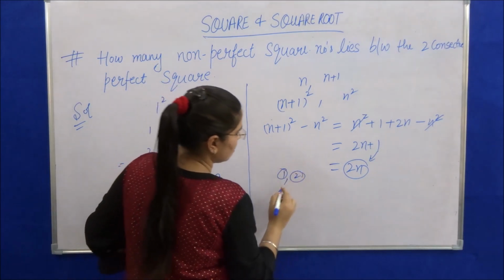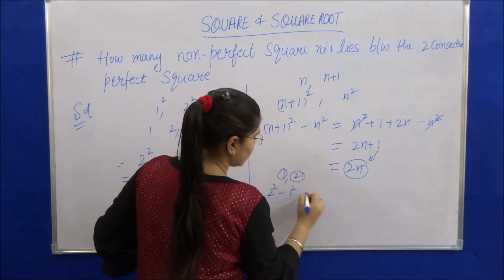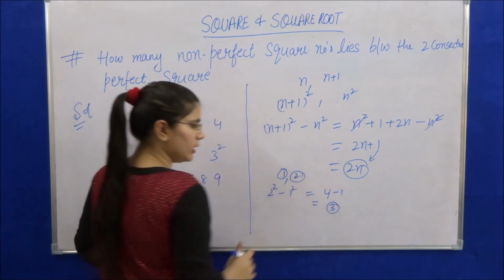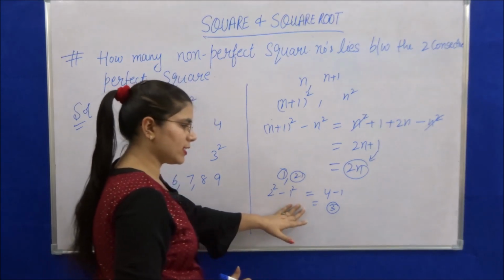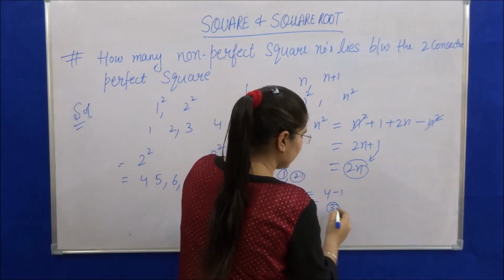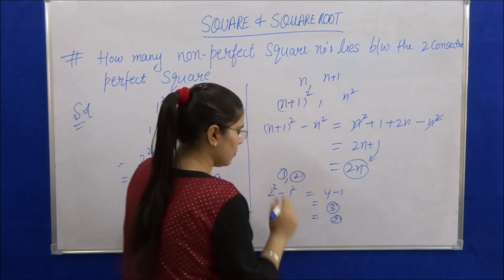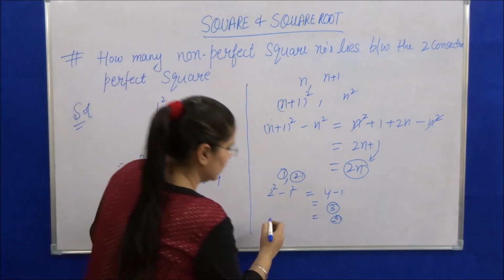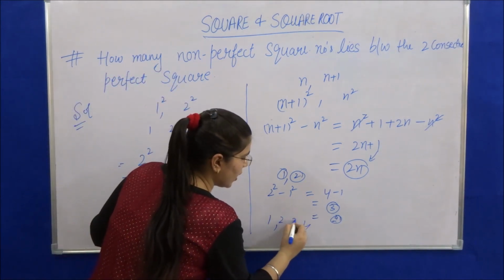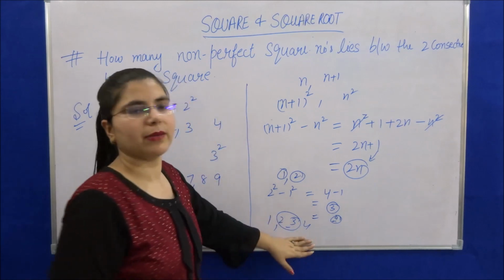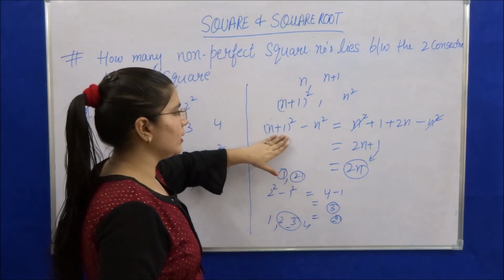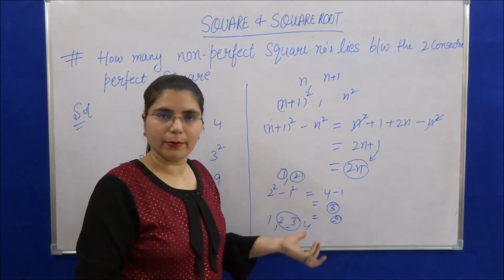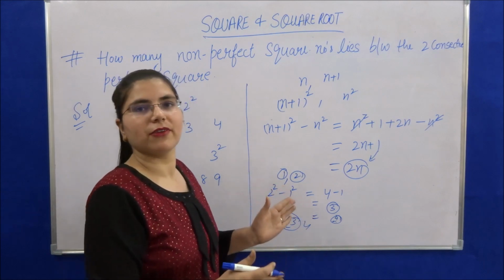By putting this over here, 2 square minus 1 square is equal to 4 minus 1, that is 3. So 3 is the difference between the two consecutive perfect squares, and 1 less than the difference is 2. So two numbers are present which are non-perfect squares between the two consecutive perfect squares. These are between 1 and 4, so 2 and 3. By this general formula, we can find the non-perfect square numbers between any two consecutive perfect square numbers.